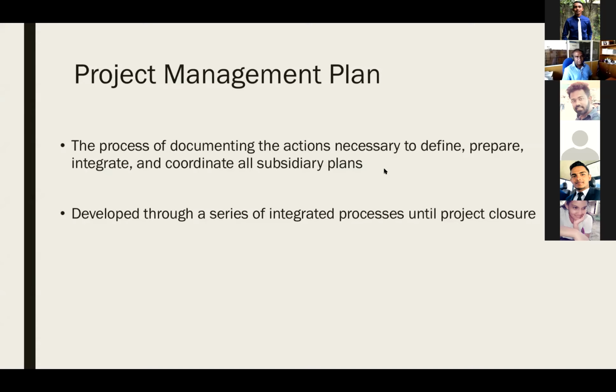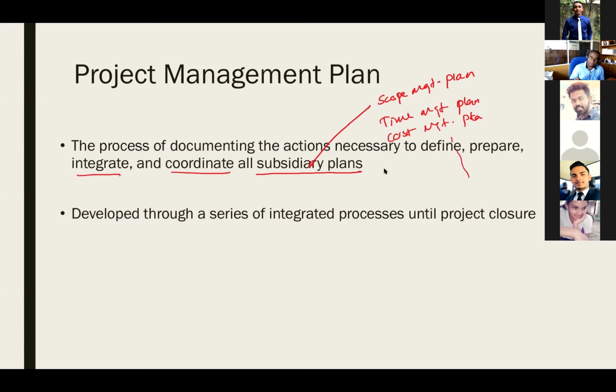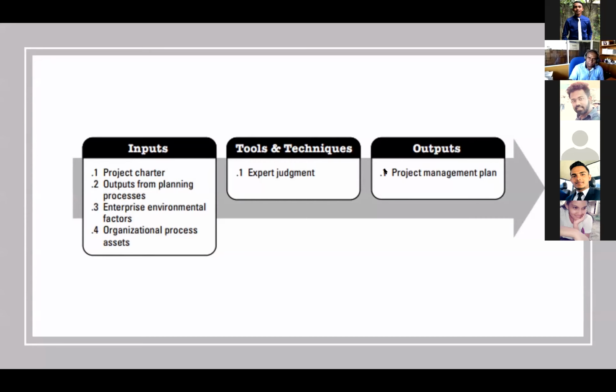The process of documenting the actions necessary to define, prepare, integrate, and coordinate all subsidiary plans. The subsidiary plans here means, for example, scope management plan, time management plan, cost management plan. Like this, all the management plans are called subsidiary plans. Here we take all those plans and integrate and coordinate everything. That is what we mean by project management plan. It's a process developed to run throughout the project. So for the project management plan, there are several inputs.